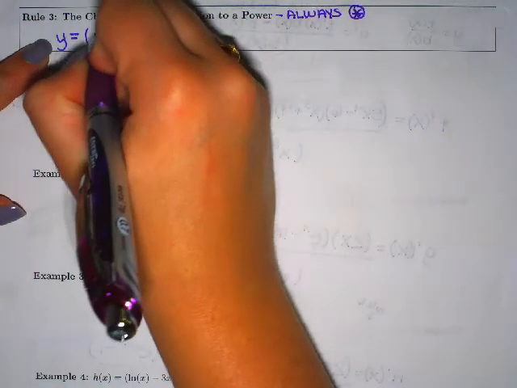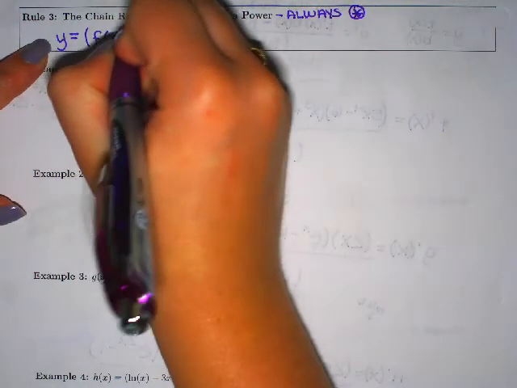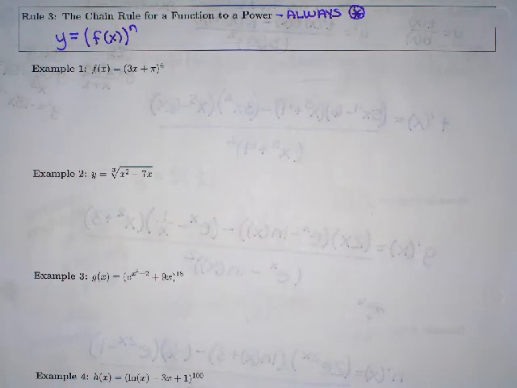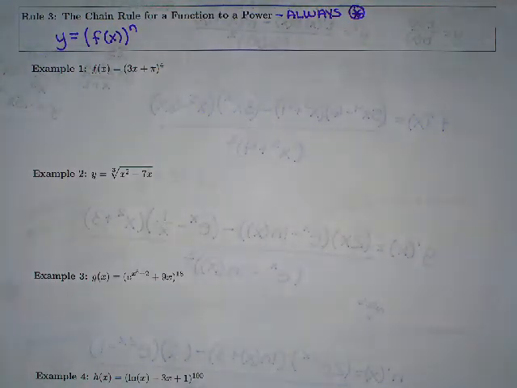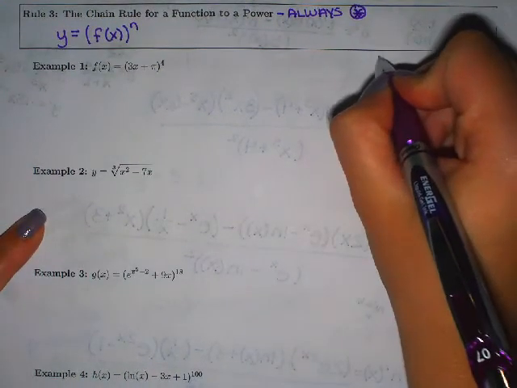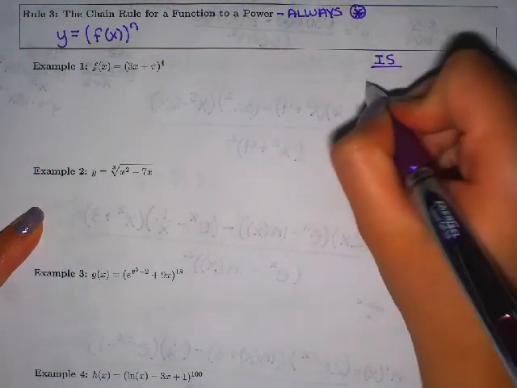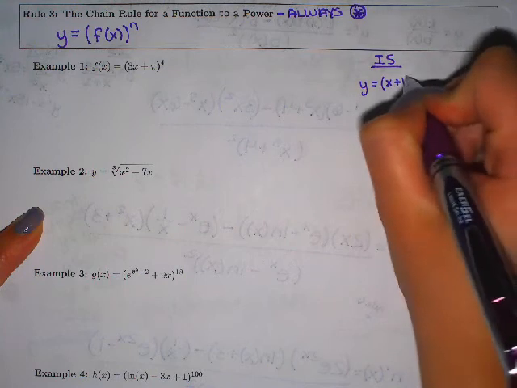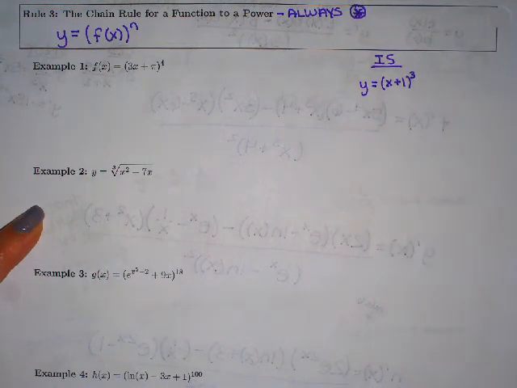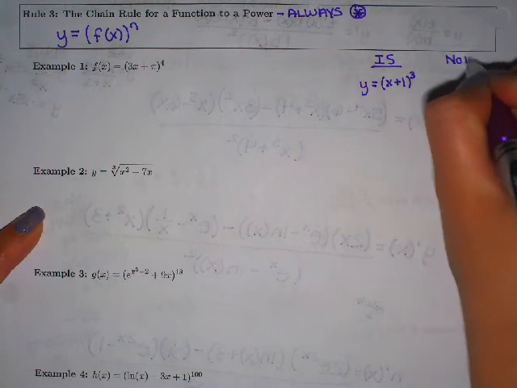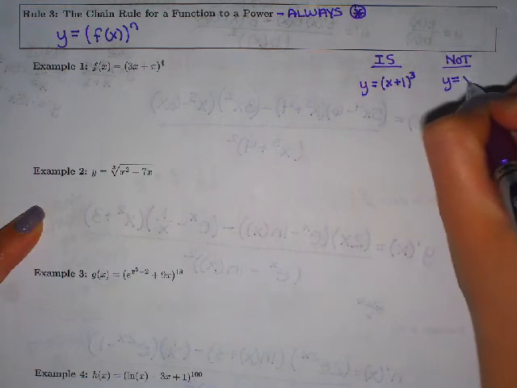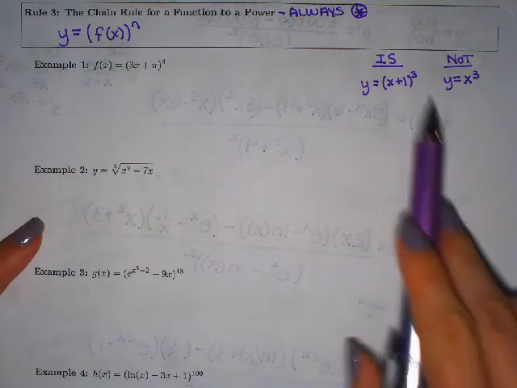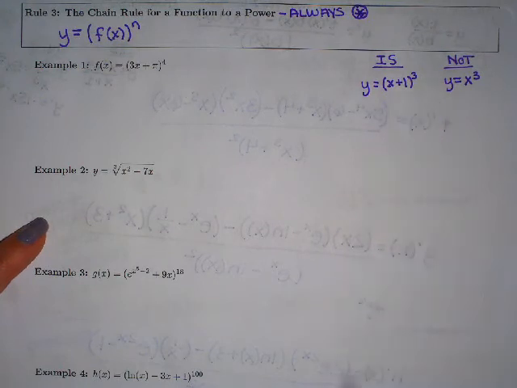And what we're looking for in order to have to use the chain rule is a function to a power. y equals f of x all raised to an n. So something that is a chain rule would be like y equals (x plus 1) to the third, whereas something that is not a chain rule would just be like x to the third. As long as you have more than an x raised to a power, you have to use this chain rule.